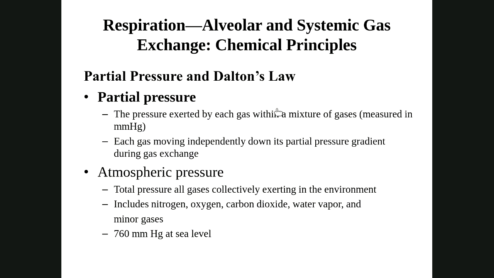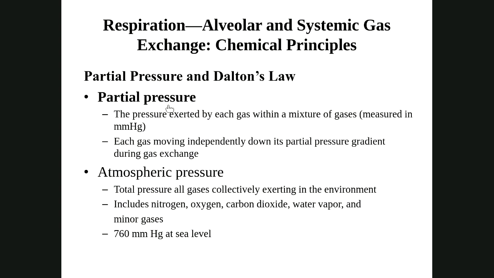What Dalton's law truly does is take atmospheric air, which is made up of nitrogen, oxygen, carbon dioxide, and water vapor. We're about 78.6% nitrogen, about 20.9% oxygen, and then less than 1% of both carbon dioxide and water vapor combined. So most of it is in our nitrogen and our oxygen. Well, if the overall atmospheric pressure is 760 millimeters of mercury, then we can figure out the individual pressure for each gas. And that's what we call that gas's partial pressure.